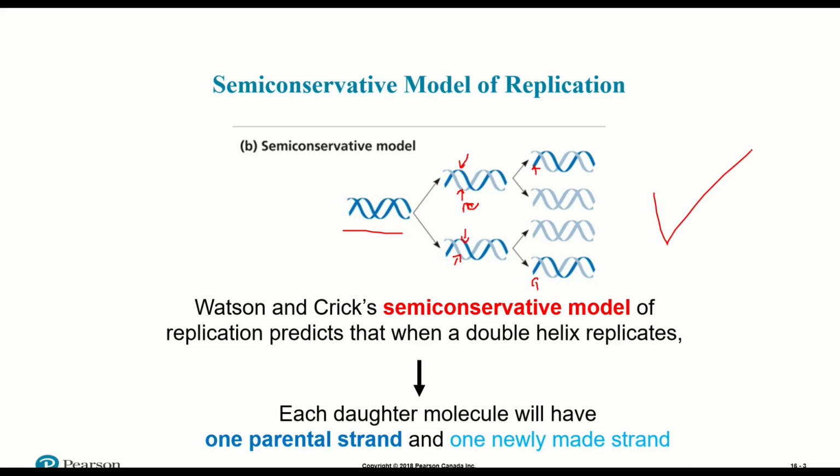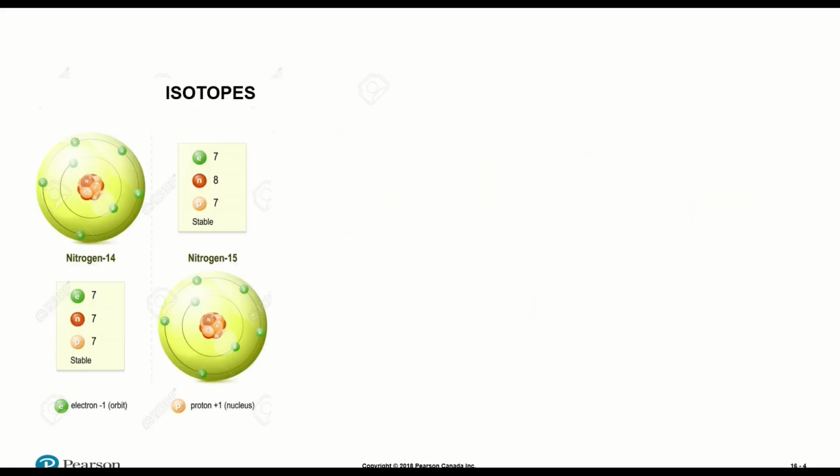To test this hypothesis, Meselson and Stahl had to design a very sophisticated experiment, which some describe as one of the most beautiful experiments in biology. And how they did it: they used an atom that we know is called nitrogen, and nitrogen generally has 7 neutrons and 7 electrons and 7 protons.